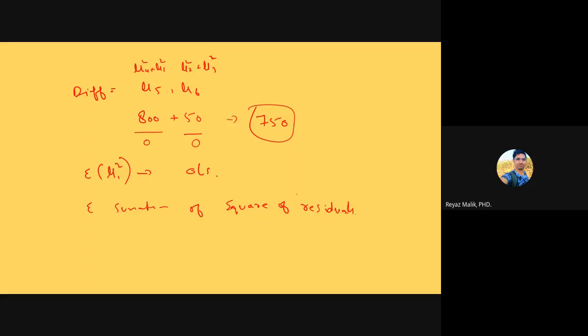Correct. So this will be called OLS. So that's about the why. What is OLS? What is that word, sir? Square of last line, sir. Repeat. What is that? Wait, I will write.